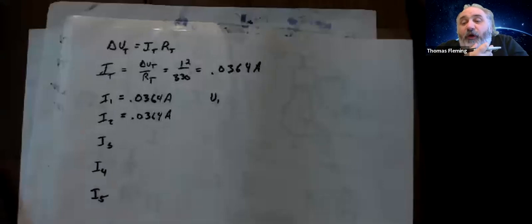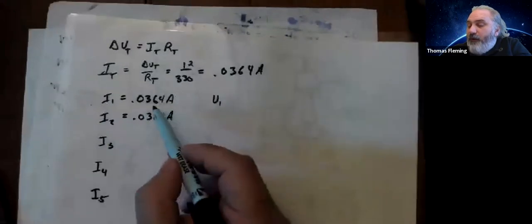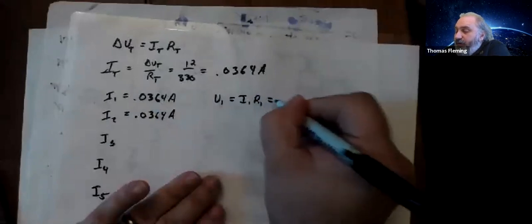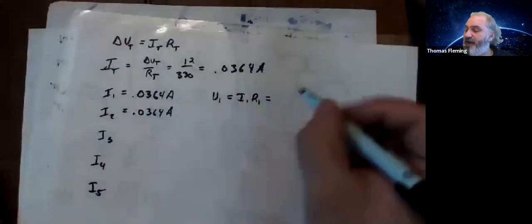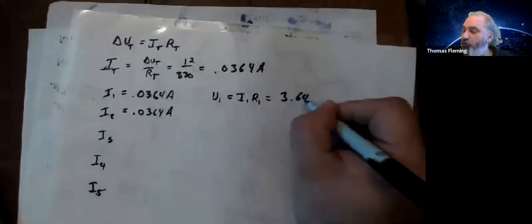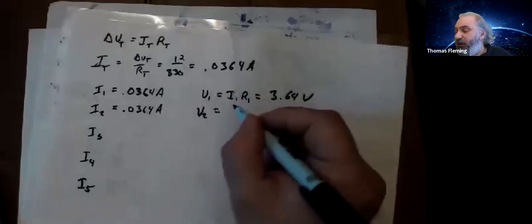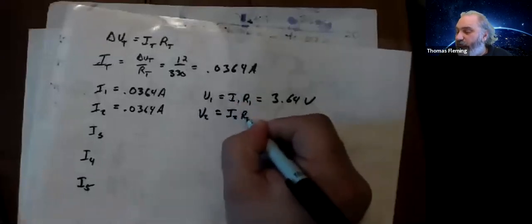Now, the good news is Ohm's law says that V equals I times R. So V1 should equal I1 multiplied by R1. And since I1 we figured out, and R1 was 100, if I take this times 100, I get 3.64 volts. I now know the voltage drop across resistor 1. By the same reasoning, V2 is going to be I2 times R2.